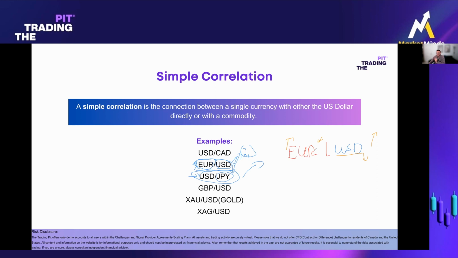But it doesn't mean that at the same time, the US dollar is extremely weak. Maybe the US dollar is also strong, but the euro is stronger. That's why it drives the euro US dollar market upwards, higher.